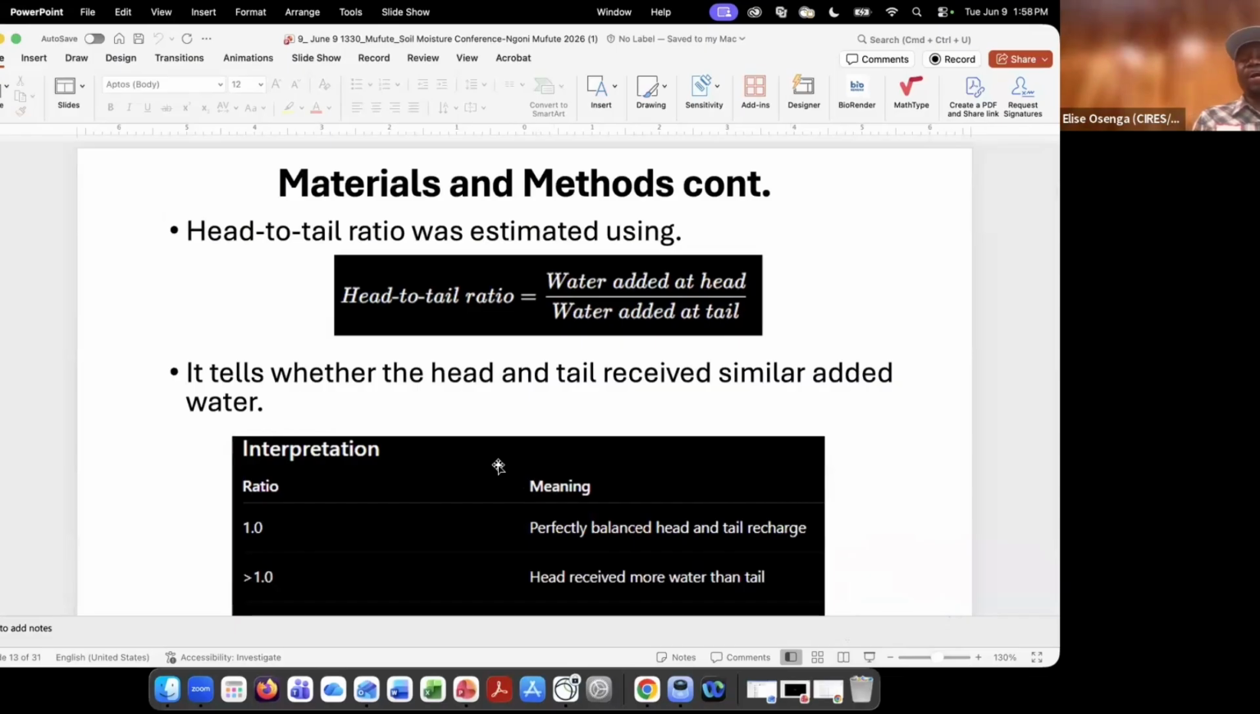Anyway, we also tried to look at the comparison of the head end of the field and the tail end of the field, and how the moisture is being distributed. So we had to use a head to tail ratio to do that.